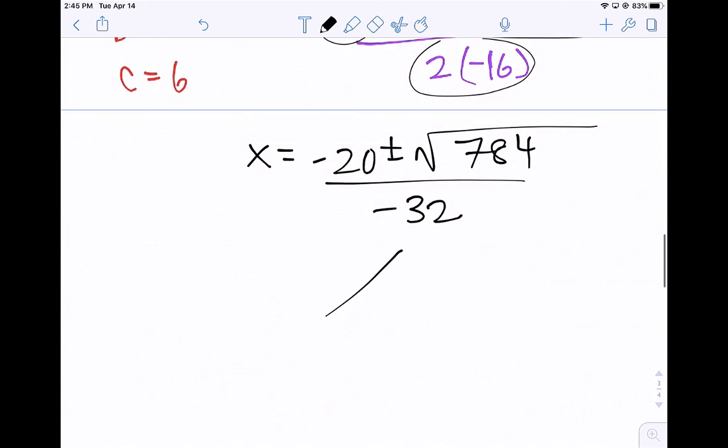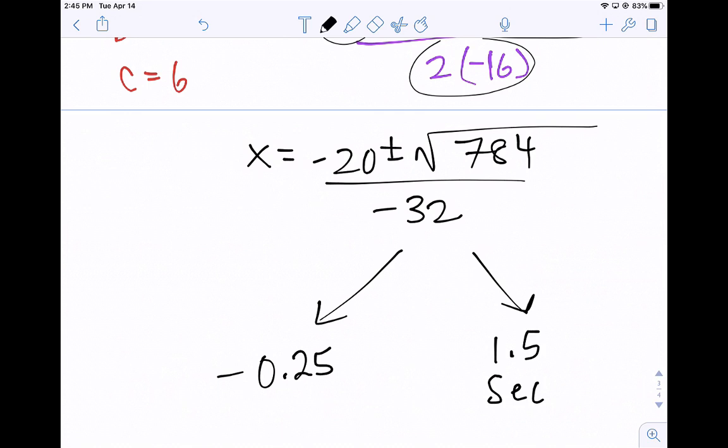We're going to type this in. We're going to get two answers. So negative 20 plus the square root of that divided by negative 32. All right, so one answer is negative 0.25, which we're not going to look at because it's negative, and the other will be negative 20 minus the square root of 784 divided by negative 32. All right, so at 1.5 seconds, that ball will reach the ground.